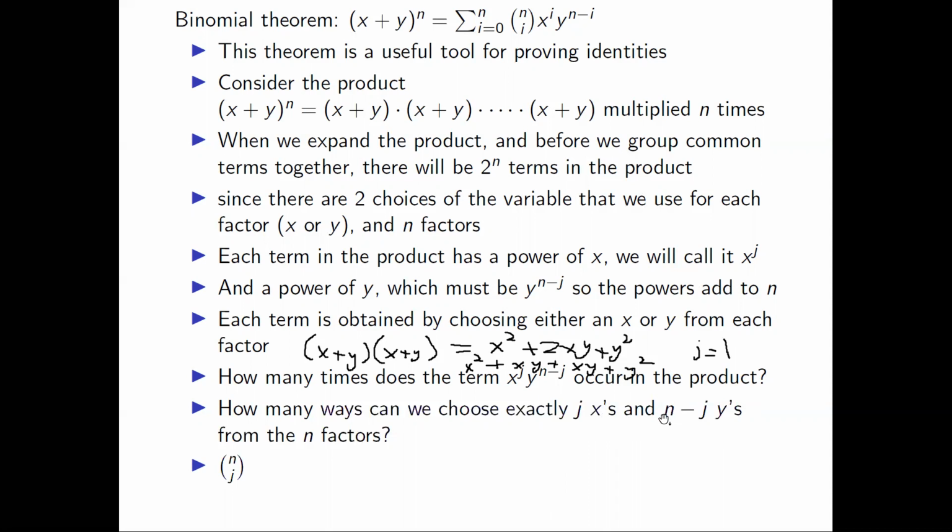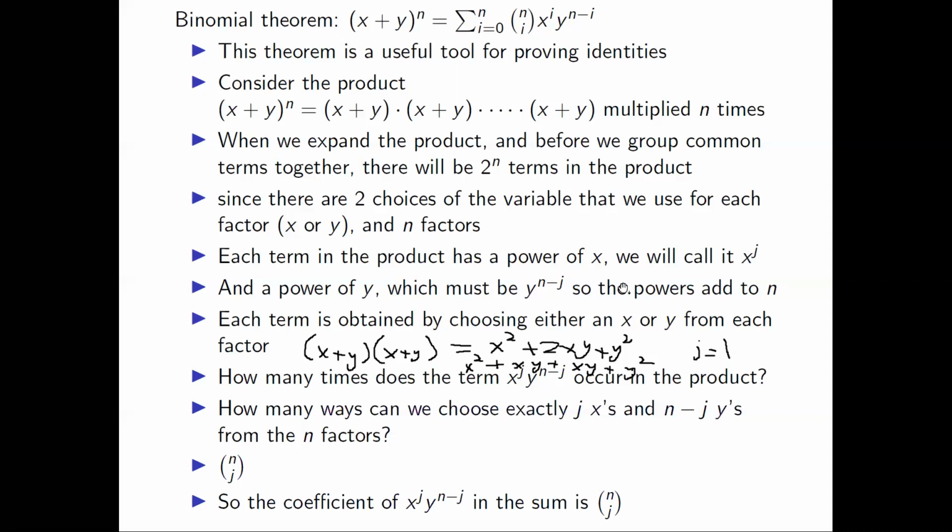Now what happens to the y's? Well, the y's are determined by the x's. So whichever factors we used to choose the x's from, that tells us the n minus j factors that contribute the power of y. So that gives us a total of n choose j terms in our product, which are equal to x to the j times y to the n minus j.